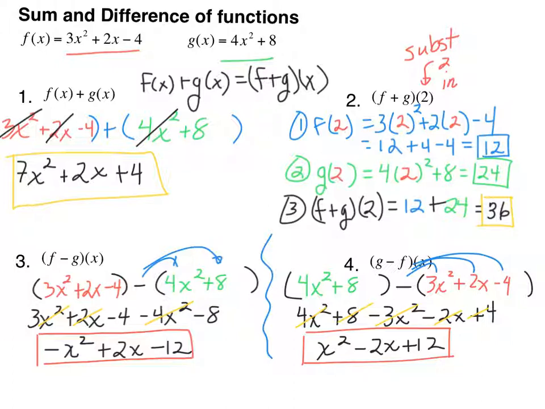Notice that when you have f minus g of x and g minus f of x, we got exactly the same thing, except every sign is the opposite sign. Notice all of these are the opposite signs here, and let's get this last one. There we go. All right, so then let's look at our next page.